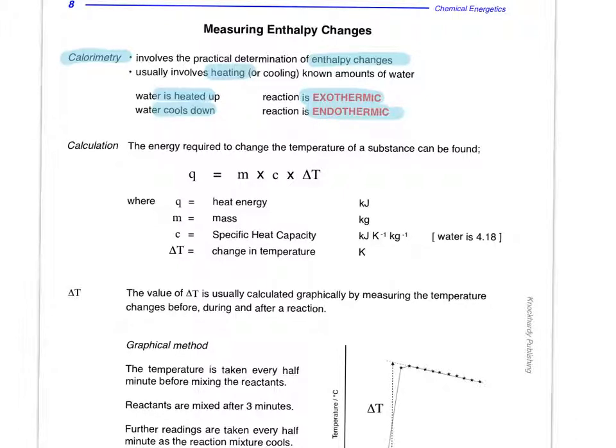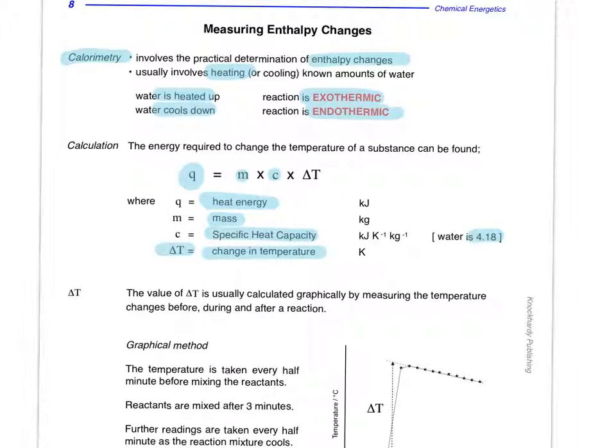The calculation that you need to do is actually working out the energy required to change the temperature of a particular substance. In this case, the substance is water, and Q is your heat energy that's required to change the temperature of a substance. M is your mass, and that's actually the mass of the substance that you're changing the temperature of. That's the mass of the water. C is known as your specific heat capacity, and for water that's always 4.18. And delta T, just like delta H is your change in enthalpy, delta T is your change in temperature.